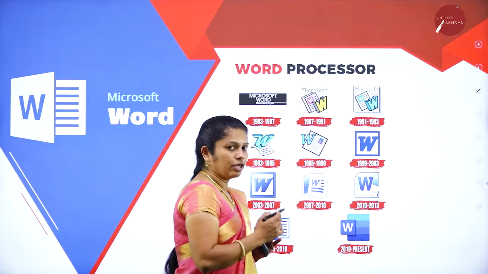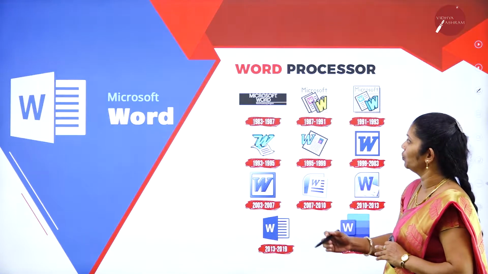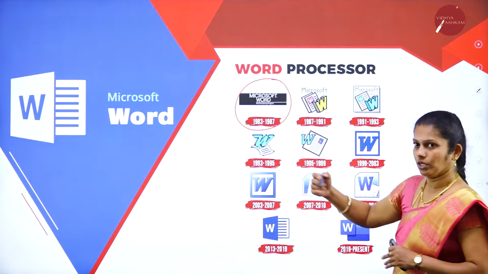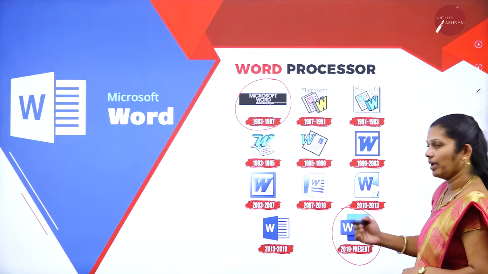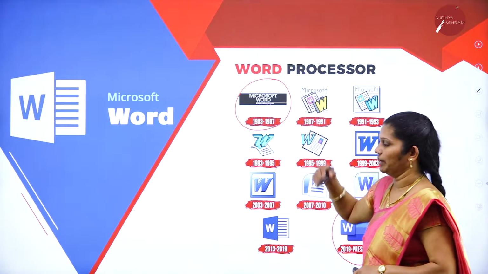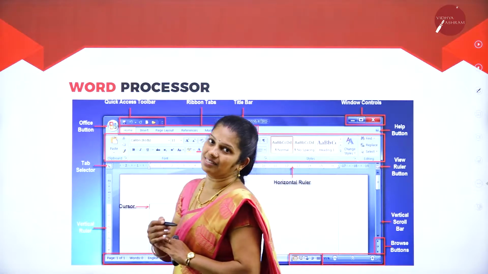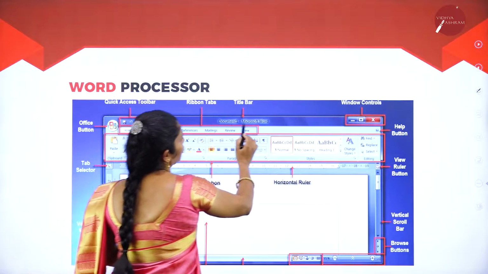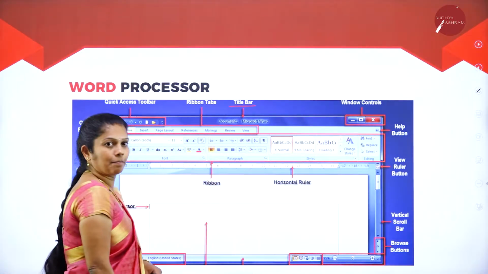If you come to Microsoft Word processor, these are the few types of versions we will get in Microsoft Word. That is in 1983, this is the version we are getting, but now presently in 2019 till present, we are getting Microsoft version like this pattern. And when they come on Microsoft Word, there are several layers under that. The topmost layer, here if you observe, the topmost layer can be called as title bar.